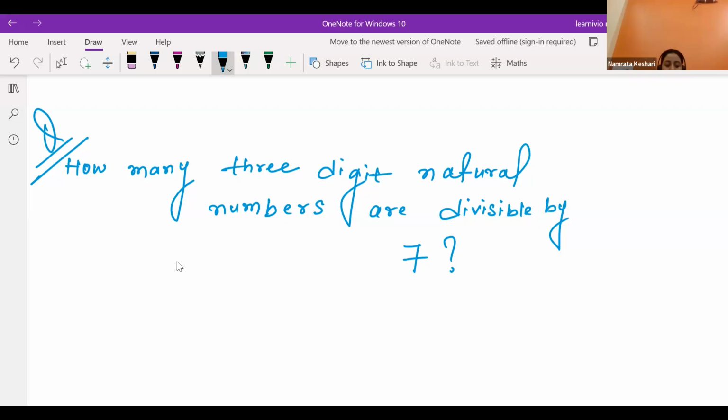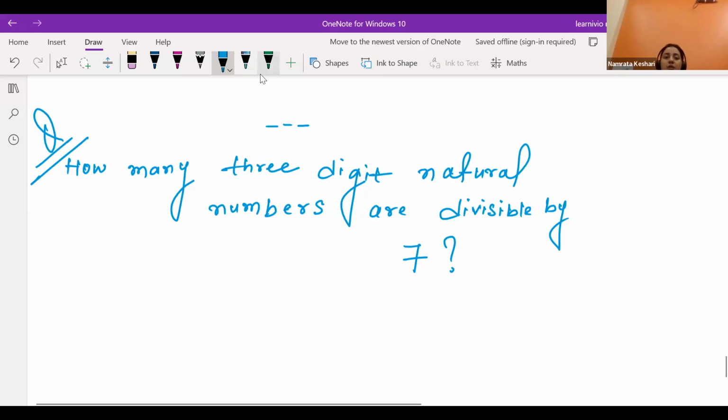If we have numbers that are divisible by 7, does it also mean that the common difference is also 7? Because we saw in the other arithmetic progressions that they are divisible by their differences. Yes, the common difference will be 7. That is correct. Now, 3-digit natural numbers divisible by 7.